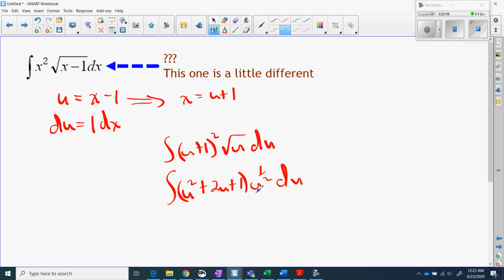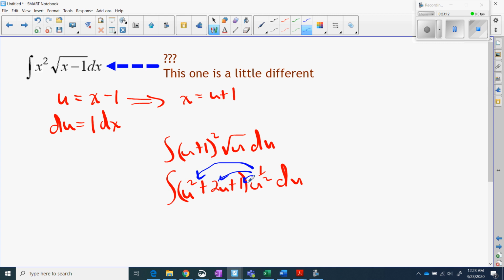Because the reason I'm doing this is my goal is to try and end up with a bunch of terms added and subtracted that are just u to some exponent. I don't care if they're fractions or decimals, doesn't make any difference. As long as it's a variable to a number, we can always just add one to the exponent and divide by the new exponent.